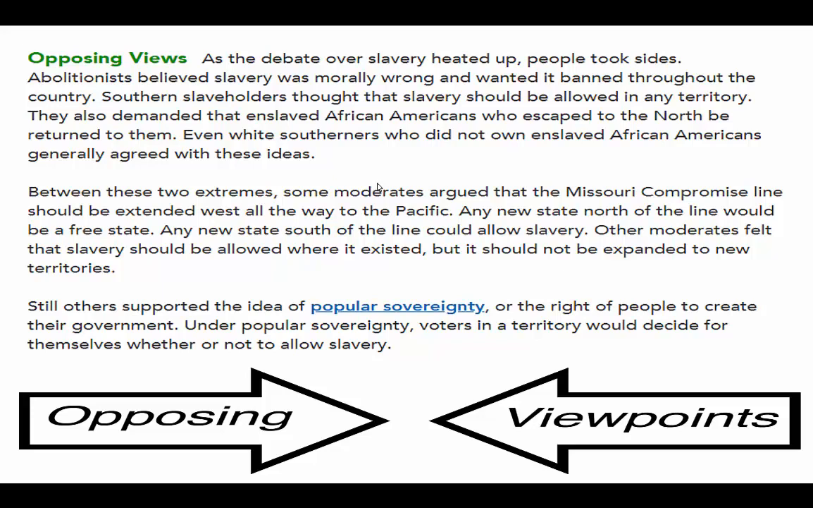Number 13, what stance did moderates who believed in the Missouri Compromise line take? They believed that the Missouri Compromise line should just keep on going all the way to the Pacific Ocean. Any state north of the line would be free. Any state south of the line would have slaves.